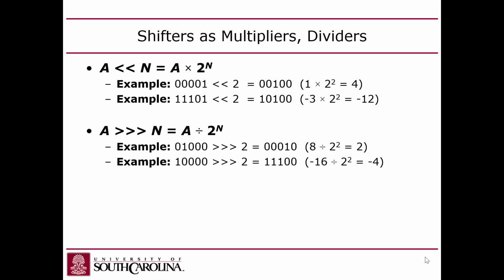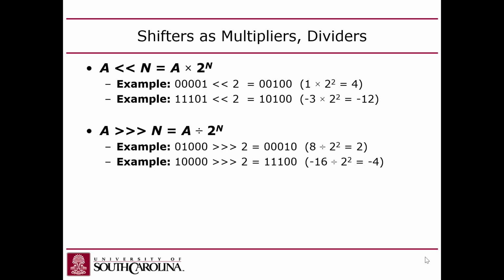0, 1, 1. It divides by, so this would be 13 divided by 2 to the first. This would be 13 divided by 2 to the second. 13 divided by 4. Right? If we shift again, we get 1, which is going to be 13 divided by 2 to the third. 13 divided by 8 gives you 1. Right?